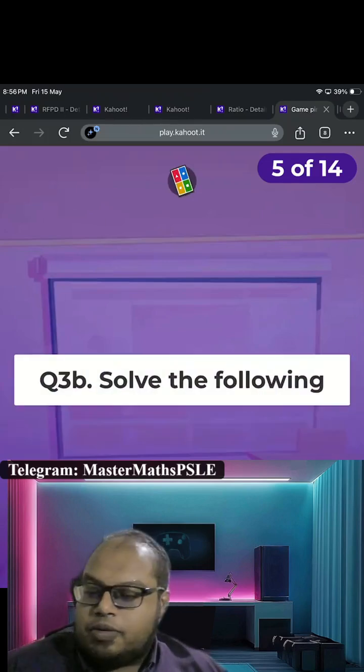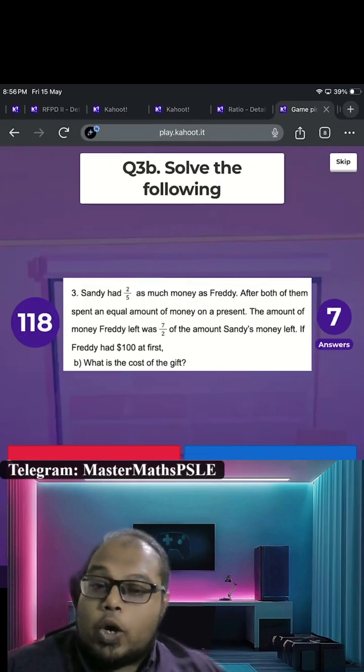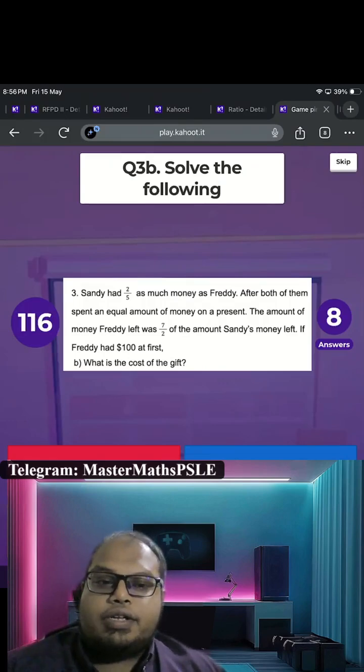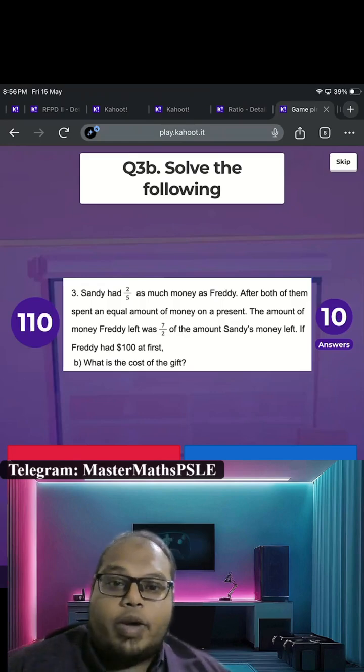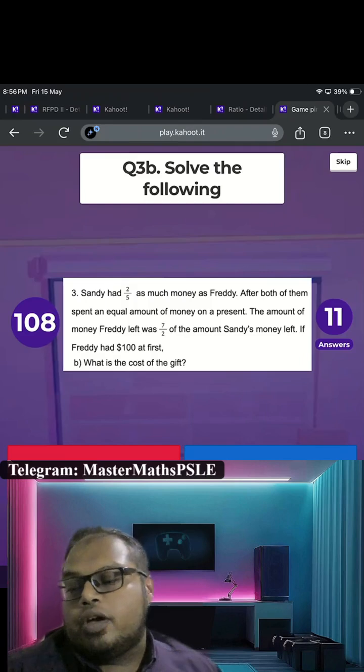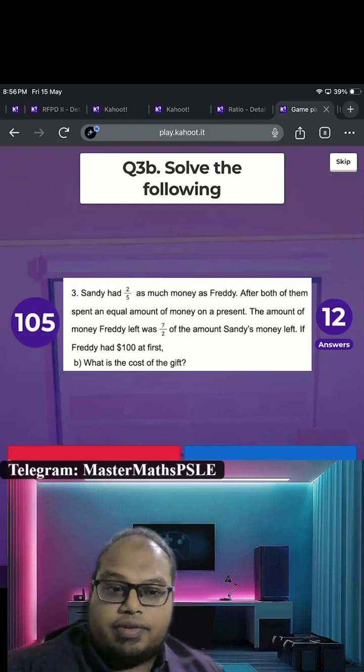Okay, now part B. What is the cost of the gift? Alright, so remember just now the hint I gave was what remains the same. We can use that to actually solve this part about finding the cost of the gift.